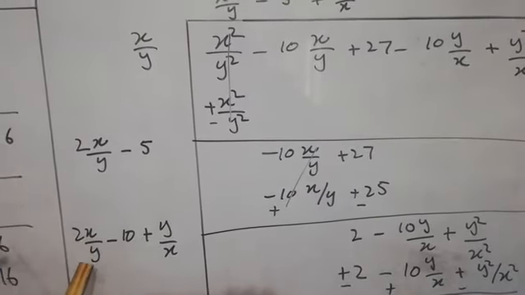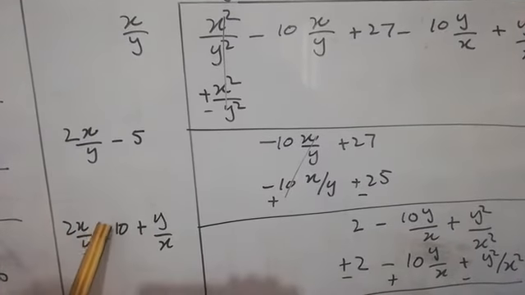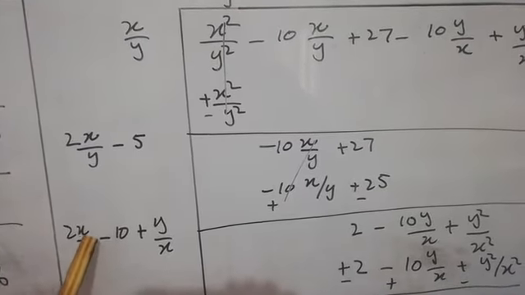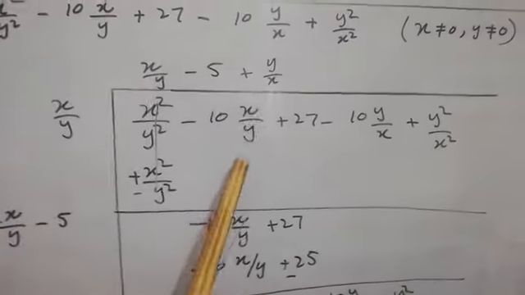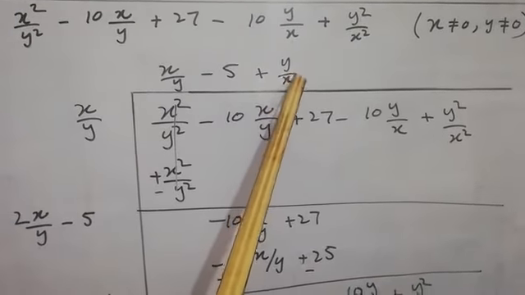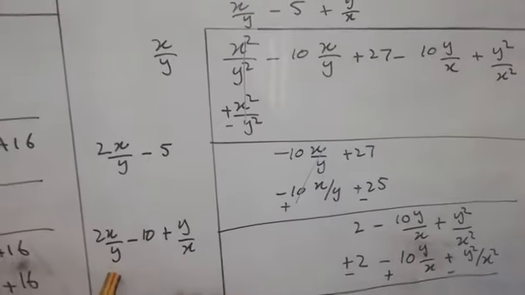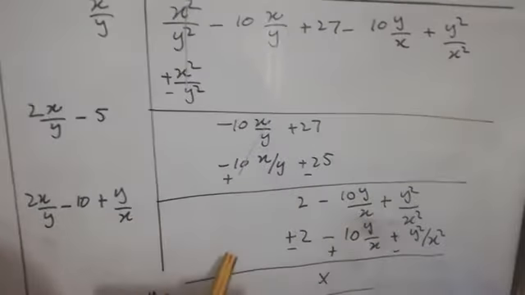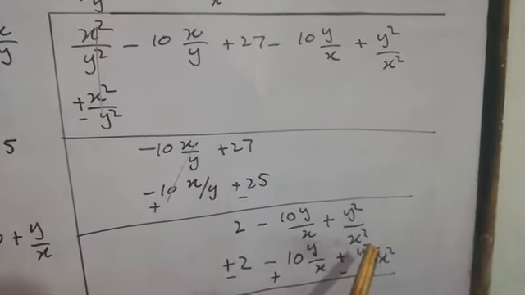Means if we multiply this term by y/x, x/y into y/x, x/y and y/x will be cancelled, we get only 2. So it means the next value is y/x. So multiply the third value y/x by each term of this expression and get 2 minus 10 5/x plus 5²/x².